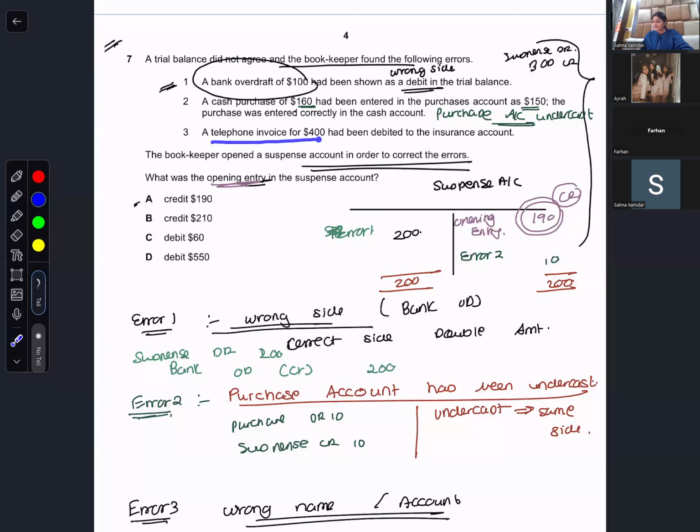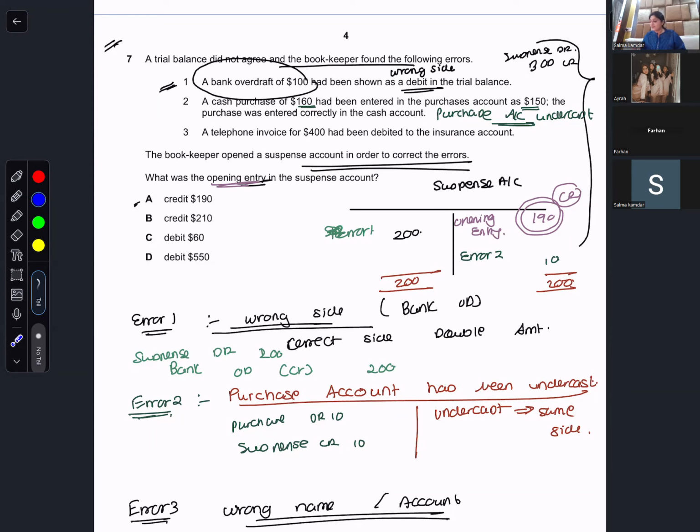Third error. Telephone invoice was for 400 and you have debited it to the insurance account. Instead of putting it on the telephone account, you wrote it in the insurance account. No effect, wrong name. It is not going to affect the trial balance because you debited the debit thing only, but under the wrong heading. It is an error of commission, so it will not affect the suspense account.